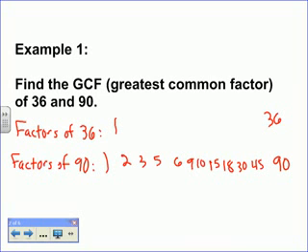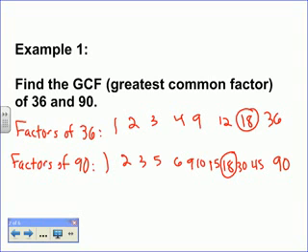For 36, we have 1 and 36. This is what I'm going to have you do on your homework. When it asks you for a GCF, you're going to list the factors of both. I know some of them you can do in your head, but to get good practice with factors, we're going to write them down. So 1 and 36, 2 and 18, 3 and 12, 4 and 9. Now we're looking for the greatest, the biggest one in common. 18. That's the biggest one in common. So the GCF for 36 and 90 is 18.